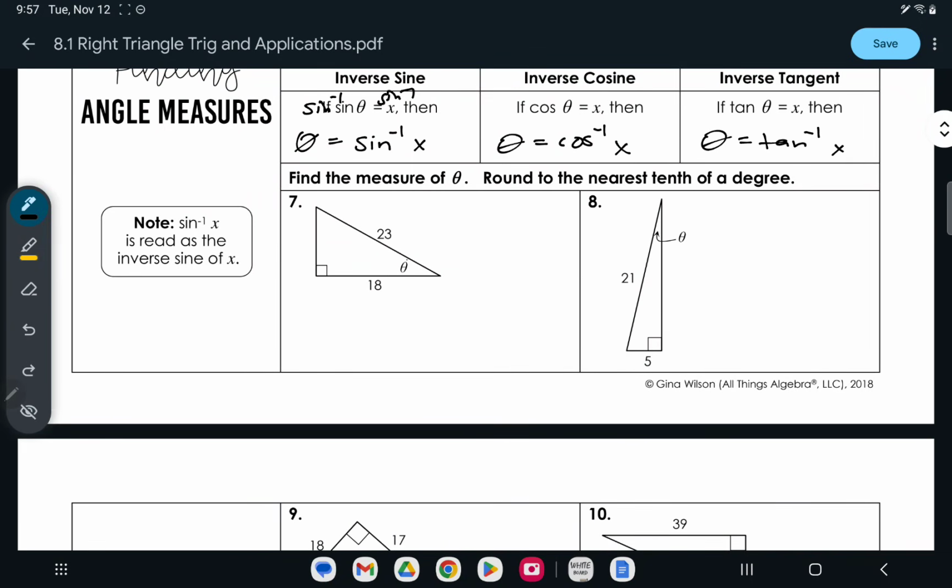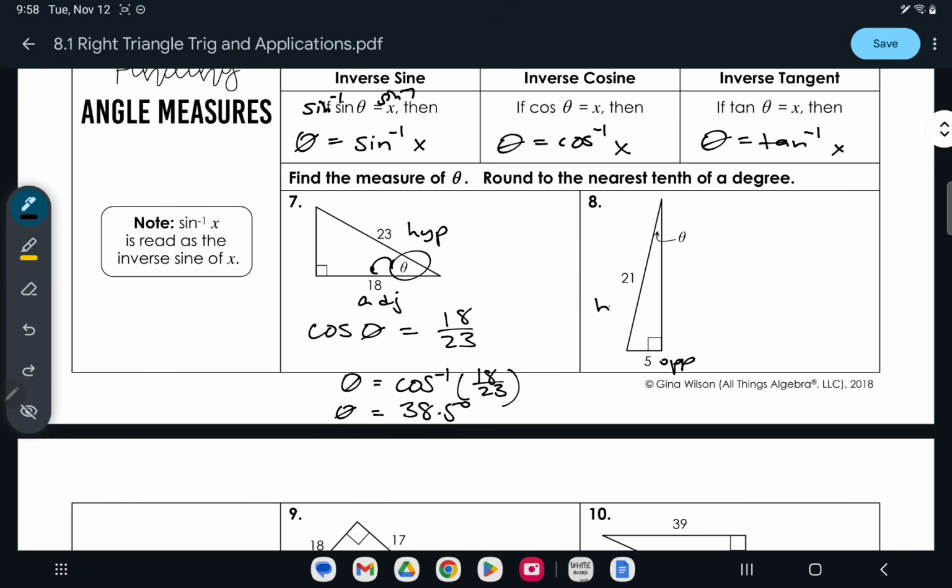All right. So I have an angle. I have adjacent and hypotenuse. So cosine of theta is 18 over 23. Then I'll do the inverse of both sides. So inverse cosine 18 over 23. And that will give me 38.5 degrees.